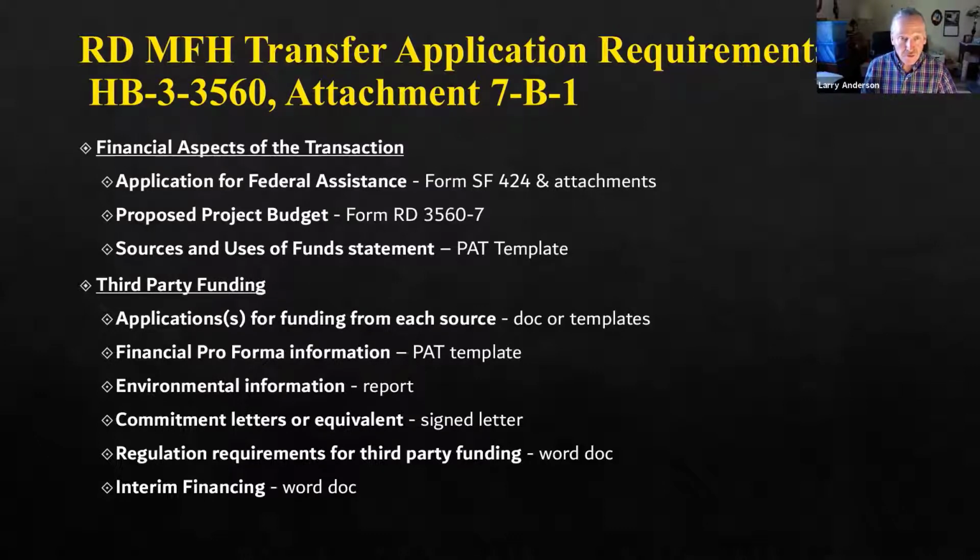There's standard form 424, which is really general and has some attachments to it, but anybody who applies for federal assistance has to do that. The RD proposed project budget on 3560-7 is very specific, and RD is going to want to know what your operating budget is going to look like, expressed on their budget form. And then also the PAT template, and that's where you're going to document sources and uses of funds, your reserve account usage, the project operational status, and the rents. It's all going to be expressed on the PAT template.